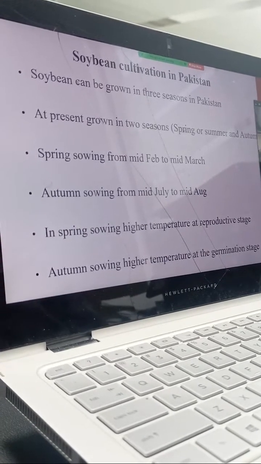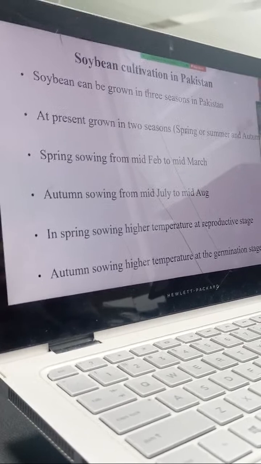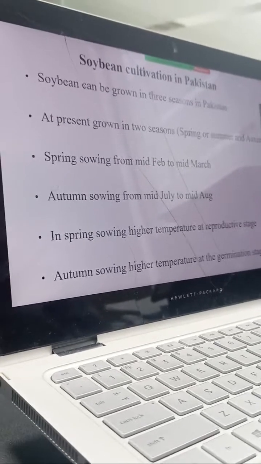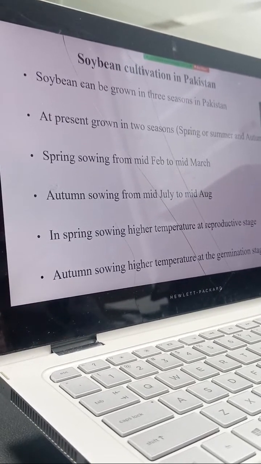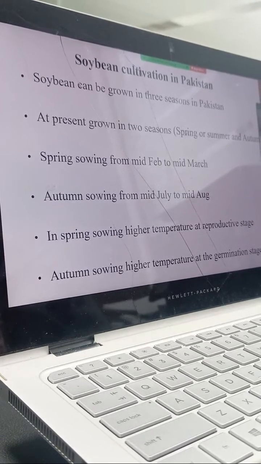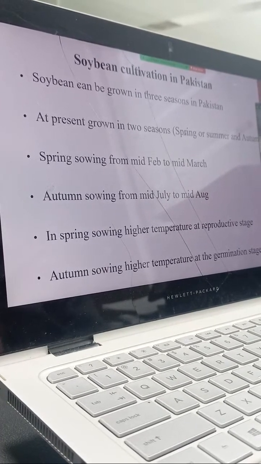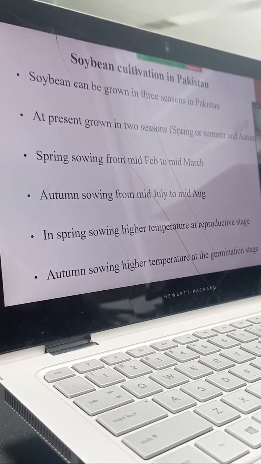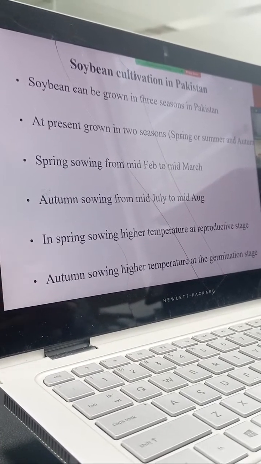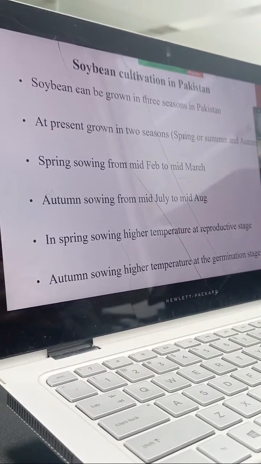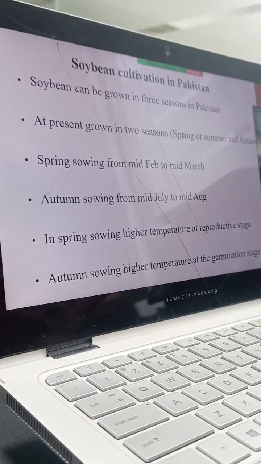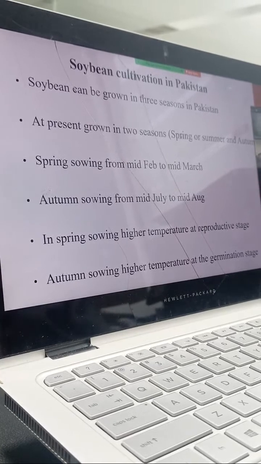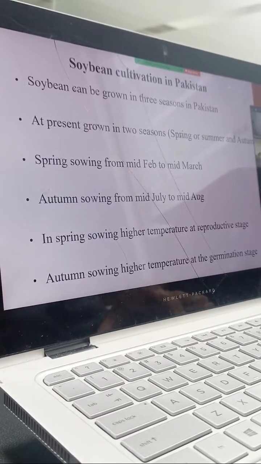In the autumn season, the stress occurs at the time of germination, because sowing starts somewhere between mid July to mid August, and again there is high temperature. So this is quite an interesting phenomenon, because we have to grow soybean in two different seasons, but at the same time we have two different challenges, one at the terminal stage and the second at the seedling stage.